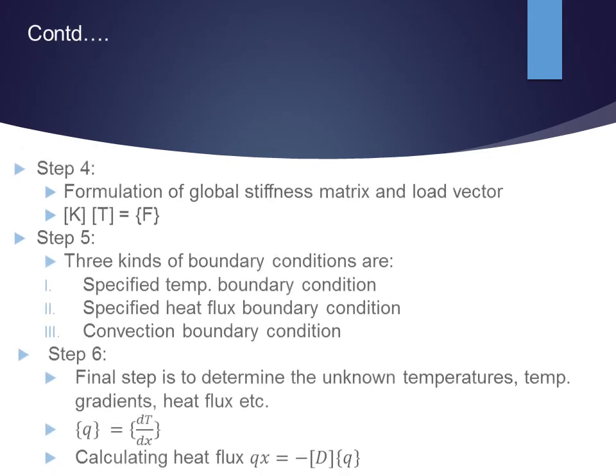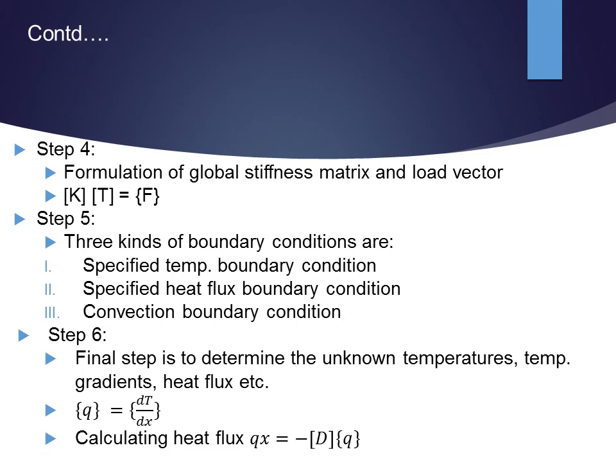Step number 4, formulation of the global stiffness matrix and load vector. So, the global stiffness matrix is capital K and the load vector is capital F, and your equilibrium equation is K into T is equal to F. Step 5, three kinds of boundary conditions are there: specified temperature boundary condition, specified heat flux boundary condition, and convection boundary condition. You have to apply the particular boundary condition that is given in a numerical problem.